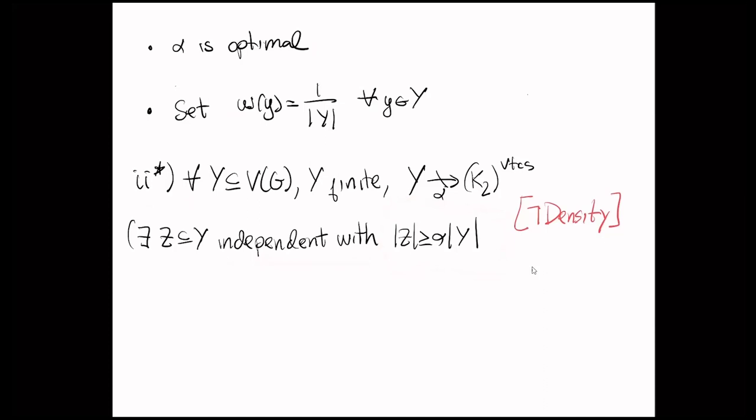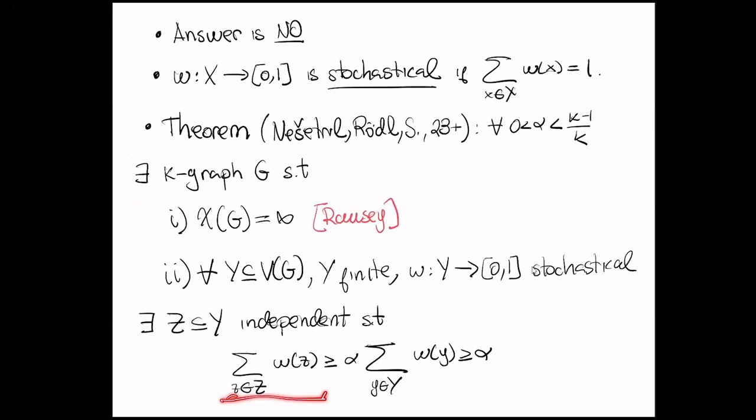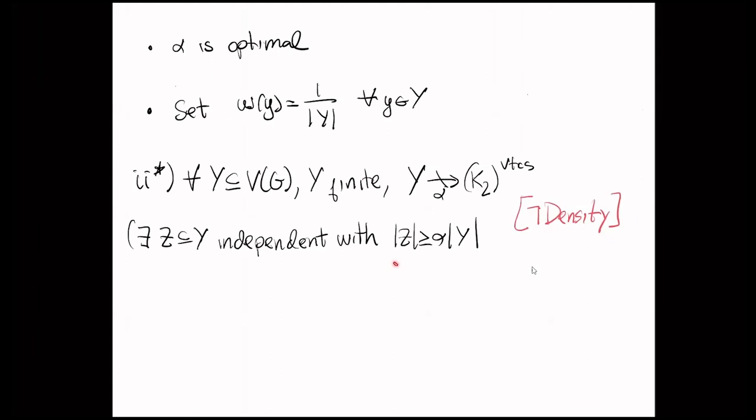If you want to look one more time, I'm just saying that the weights are at least alpha, but if you make everybody have weight exactly 1 over Y, it means that I find an independent set Z that is large, at least alpha of Y, for every Y that you find. So the graph has infinite chromatic number, but at the same time, it can have very large independent sets, which is kind of contradictory, right? Because very large independent sets should kind of imply a small chromatic number, but we can do it.